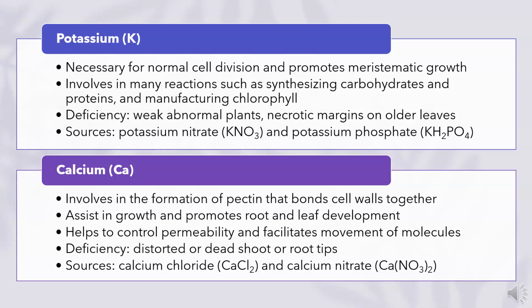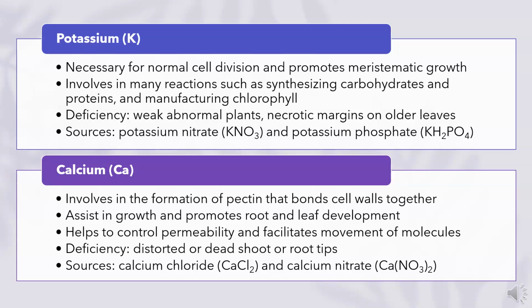As calcium oxalate, it binds oxalic acid, a toxic byproduct of protein metabolism. Distorted or dead shoot, or root tips, can indicate a lack of calcium. Calcium is usually included in tissue culture media as calcium chloride, or calcium nitrate, and sometimes calcium phosphate is also used.